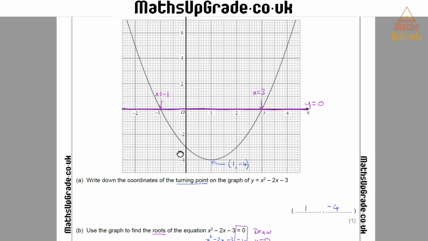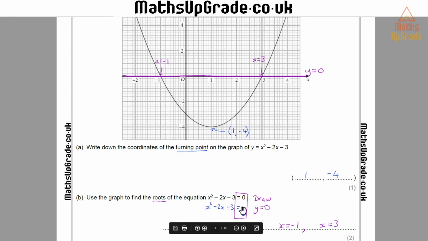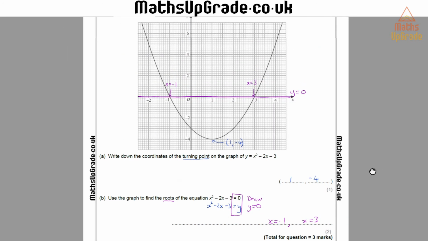Part B, we need to use the graph to find the roots of the equation x squared minus 2x minus 3. So I'm just going to write this equation underneath the graph, and you can see that y would equal 0. So the roots are going to be where y equals 0. So if I draw y equals 0, which is actually the x-axis, I can see the curve intercepts the x-axis at x equals negative 1 and x equals 3. And there's the roots there, and that's 3 marks for that question.